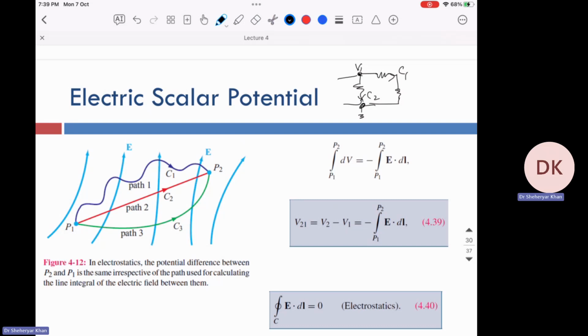The same applies here. As long as these points are the same within the electric field, the voltage is the same. So that means if you have a longer wire or a shorter wire, as long as they are along the same potential difference, the value is the same. Okay, so we learned that the potential dV between point P1 and P2 is equal to negative E dot dl from P1 to P2, and independent of the path.